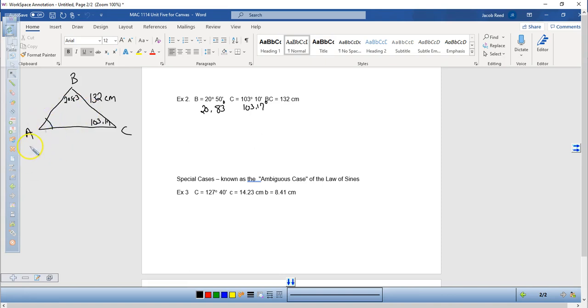Yet again, we can find angle A very easily. So the measure of angle A is 180 subtract 103.17 plus 20.83. So it's really 180 subtract 124. So the measure of angle A is 56 degrees.